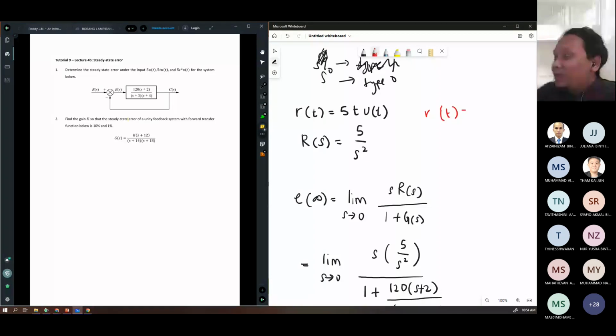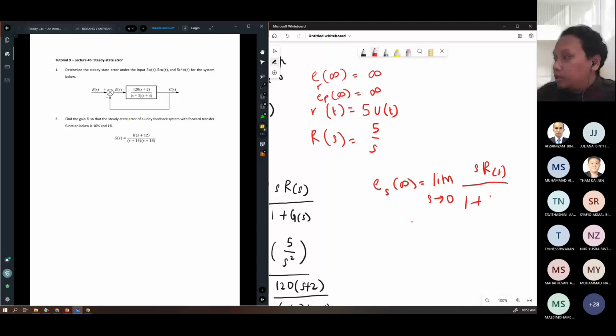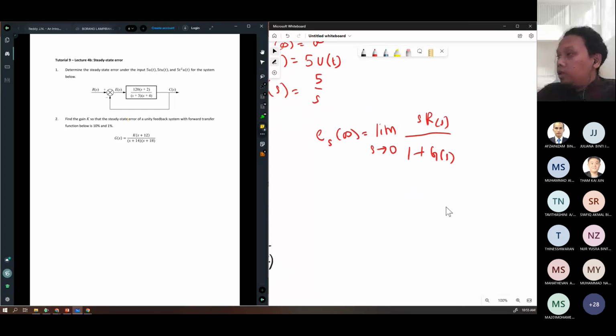So R(s) equals 5 over s. So the steady state error for ramp input is infinity. For parabolic input it is also infinity. So, similar to the steady state error for step input, you get the limit as s approaches 0 of sR(s) over 1 plus G(s). And then substitute everything.